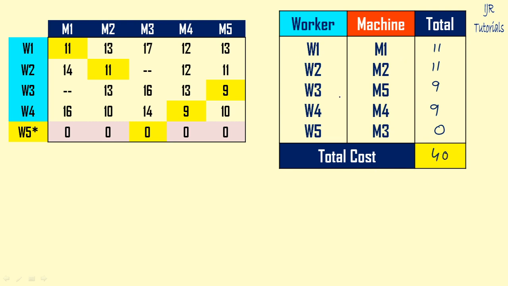This is the actual, accurate, best sequence for this problem. By using this sequence, we can finish the entire work within 40 hours. With any other sequence, we get more than 40 hours, which is not acceptable. So 40 is the optimal solution. This is the way we can solve this type of assignment problem.